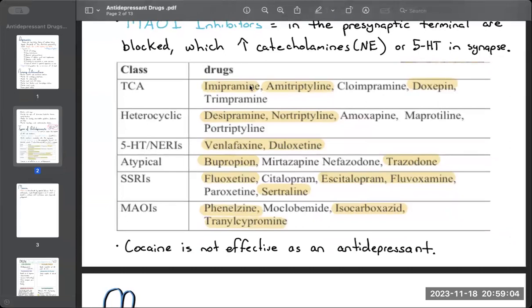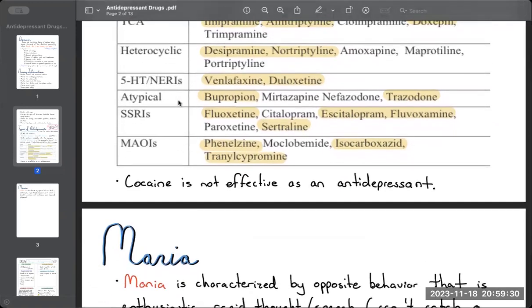Now, for TCAs, the common endings are -pramine, like imipramine, clomipramine, trimipramine. Okay, they have this -pramine ending. Another common ending that I've seen a lot is -triptyline. That one's also a very commonly asked TCA. We also have serotonin uptake inhibitors, the SSRIs, which end in -tine. So fluoxetine, sertraline, paroxetine. They can also end in -opram, so citalopram, escitalopram, things like that.